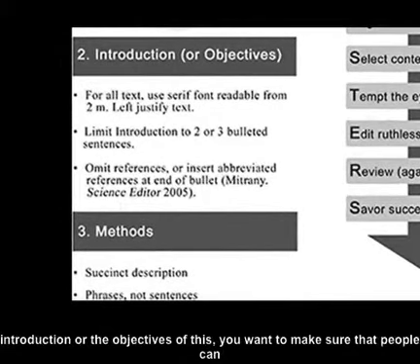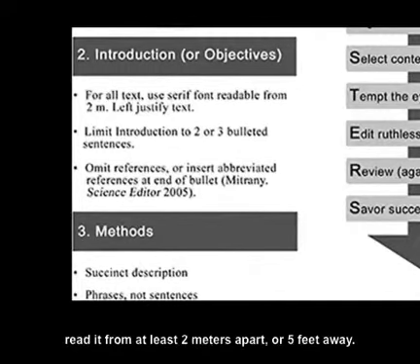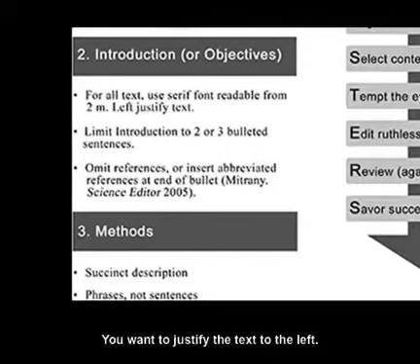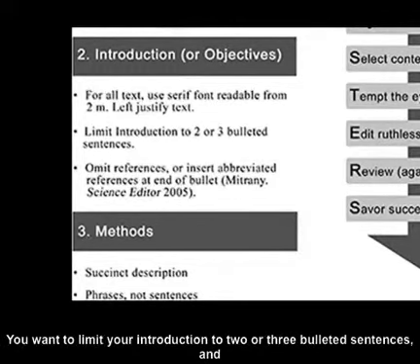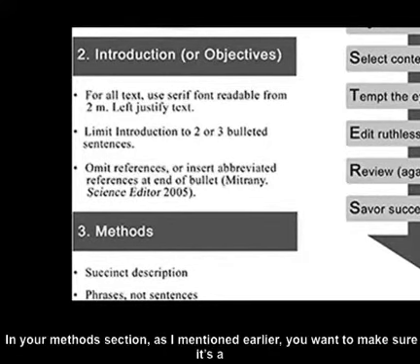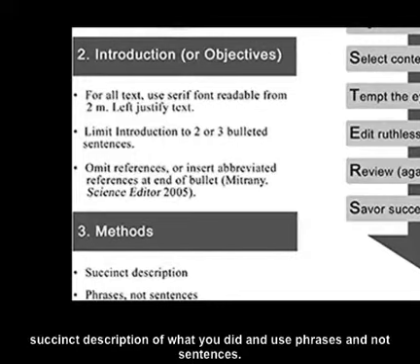And then in the introduction or the objectives, you want to make sure that people can read it from at least 2 meters apart or 5 feet away. You want to justify the text to the left, and you want to limit your introduction to 2 or 3 bulleted sentences and omit the references. In your methods section, as I mentioned earlier, you want to make sure it's a succinct description of what you did and use phrases and not sentences.